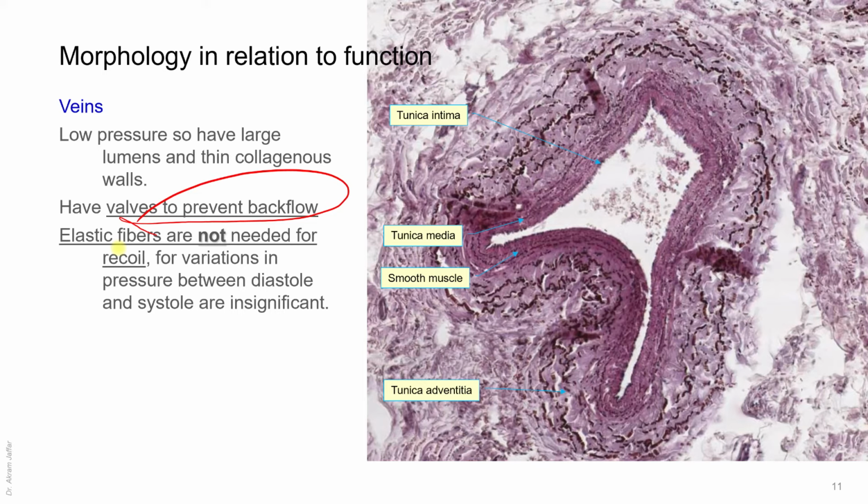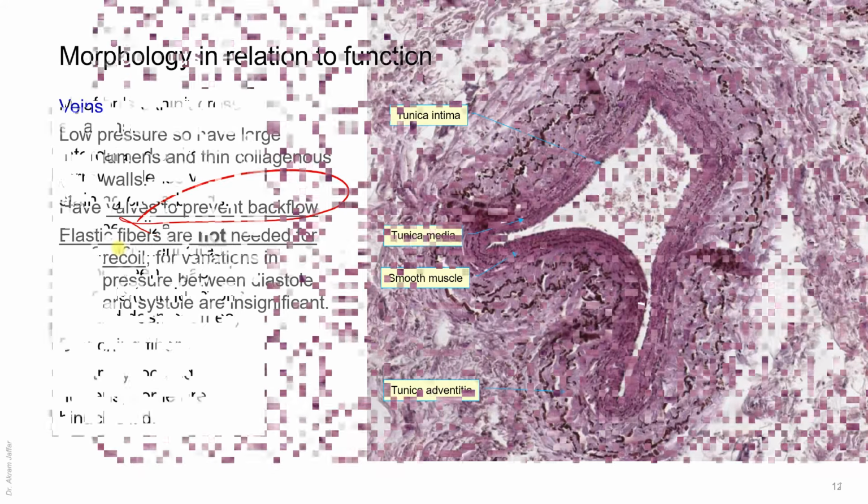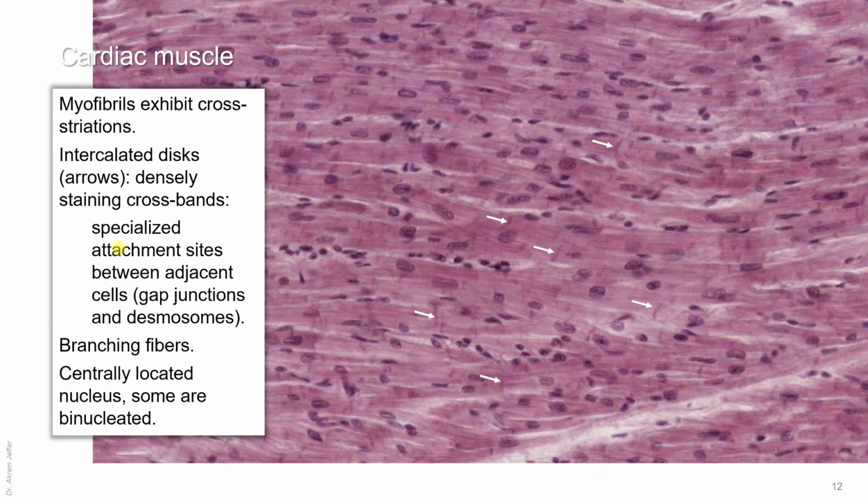Elastic fibers are not that much needed, so you can see some elastic fibers, but not in the form of an internal and external elastic lamina. This is to show you the wall of the heart, which is mainly a myocardium, and these are cardiac muscle fibers. Cardiac muscle fibers, although they are involuntary, are striated. So if you magnify more, you can see the evidence of striation.